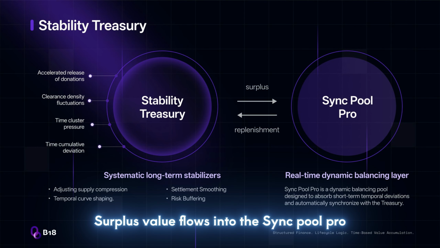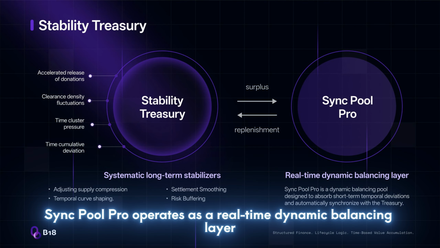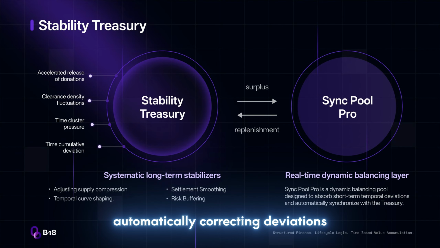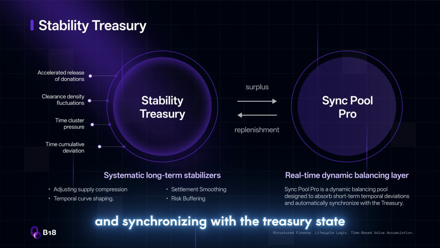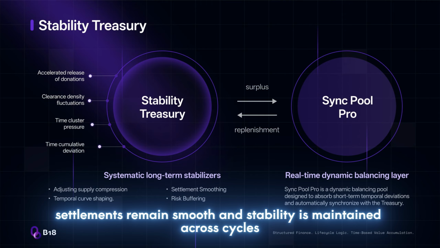Surplus value flows into the Sync Pool Pro, while replenishment flows back when liquidity is needed. Sync Pool Pro operates as a real-time dynamic balancing layer, automatically correcting deviations and synchronizing with the Treasury state. Together, these mechanisms ensure that growth remains orderly, settlements remain smooth, and stability is maintained across cycles.